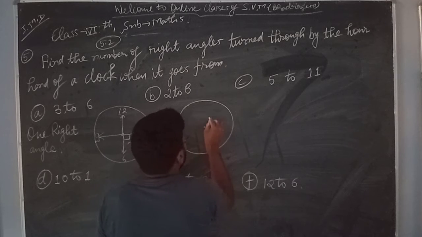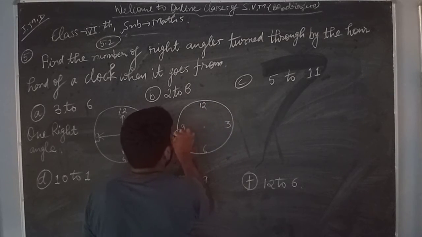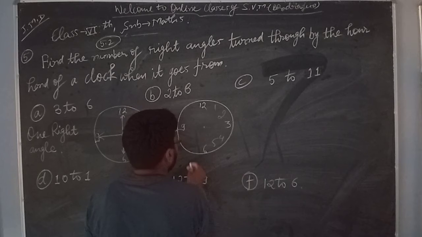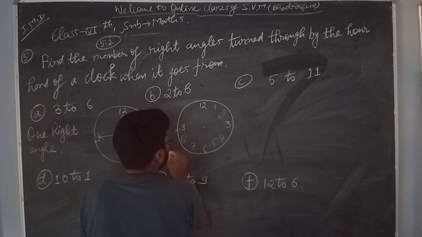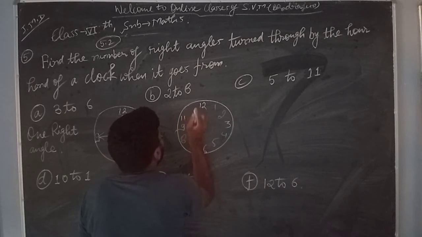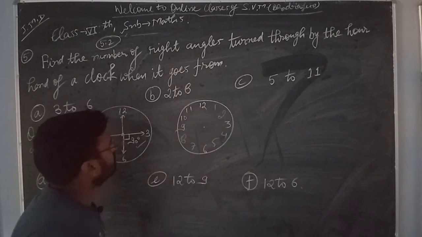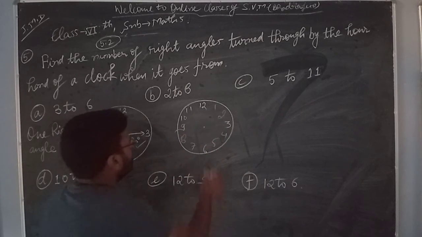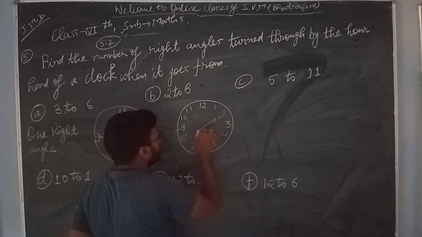In this question, from 2 to 8, when we move from 2 to 8, okay, this is 12, this is 6, this is 3, and that's 9. Okay, and we are moving from 2 onwards. This is 1, 2, this is 4, this is 5, here is 6, this is 8. This is 10, this is 11. This is 2 and this is 8.